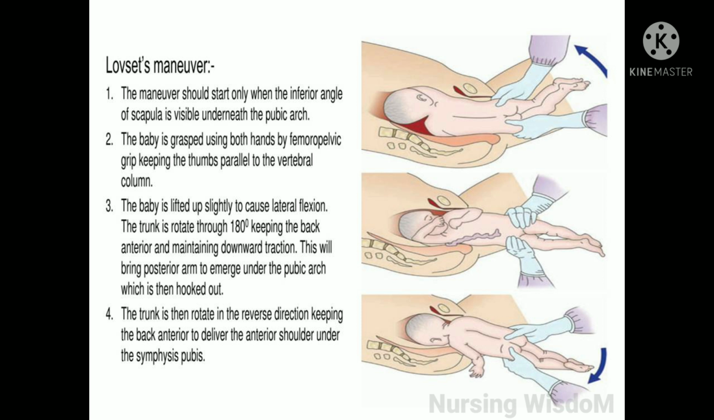The baby is lifted up slightly to cause lateral flexion. The trunk is rotated through 180 degrees, keeping the back anterior and maintaining downward traction. This will bring the posterior arm to emerge under the pubic arch, which is then hooked out. The trunk is then rotated in the reverse direction, keeping the back anterior, to deliver the anterior shoulder under the symphysis pubis.